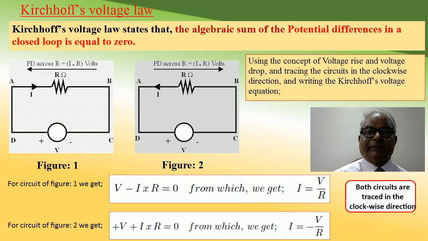What does this mean? When we write the Kirchhoff's voltage equation and find the equation for the current, if we get a negative answer, the meaning is the true current is in a direction opposite to that of the assumed current. It means in the circuit shown in figure 1 and in figure 2, the true current will flow in the clockwise direction. If you understand this, definitely you will be able to write the Kirchhoff's voltage equation of any complex network.